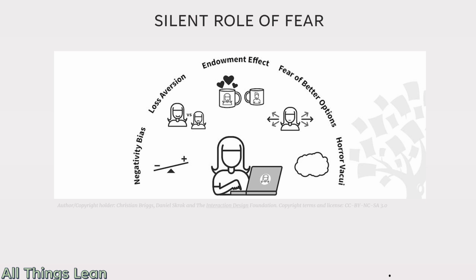Here's a look at some of the fears that affect our decision making, how businesses and products exploit these tendencies to their advantage, and how, as a designer, you can apply this knowledge in your work to design better and possibly more ethical products. In our last episode, we talked about negative bias, loss aversion, endowment effect, and fear of better options. In this episode, we will cover other aspects of fear.